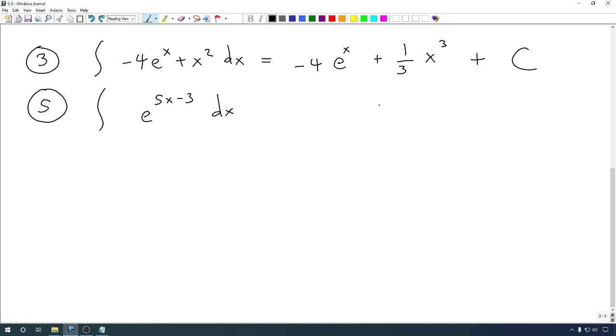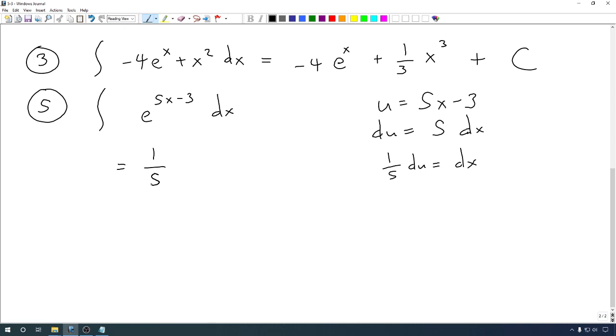It should be pretty clear here that we're going to let our u be 5x minus 3. That's really the only inside function to be dealing with. When we set u equal to that, we do need to take our differential. So our du is the derivative of this, which is 5 times dx. Now we do not have a 5 times dx in the integral already, so we're going to have to get rid of that 5 by moving it over to the other side. So we're going to have a fifth of du is equal to dx. So that dx is going to be traded out for 1/5 du.